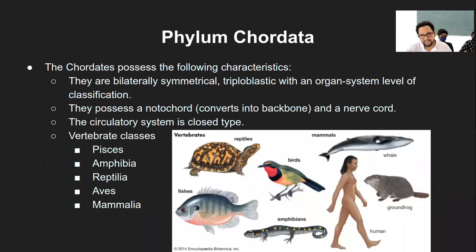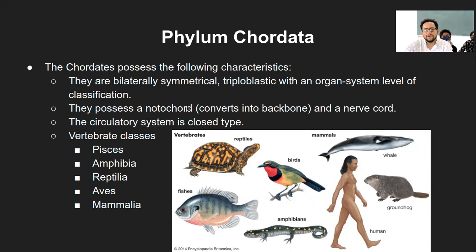The last phylum is the Chordata. Chordata literally refers to the presence of a notochord. They are bilaterally symmetrical again, triploblastic with an organ system level of classification. That means they are very complex, highly complex organisms compared to all the previous phyla that we had seen.